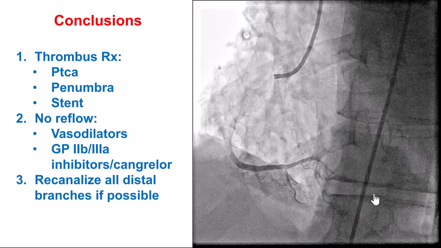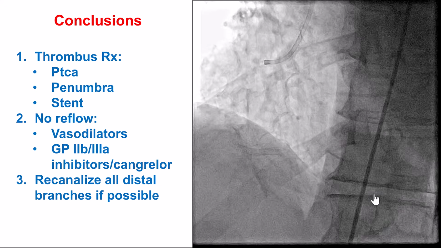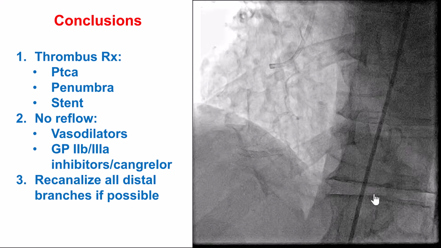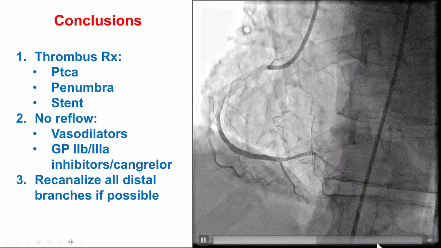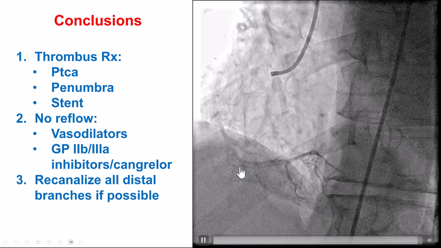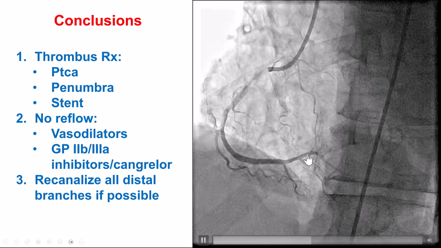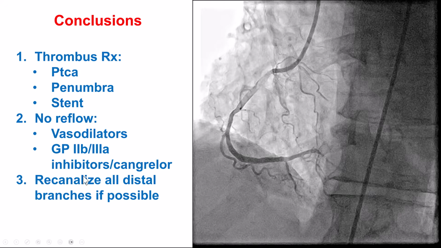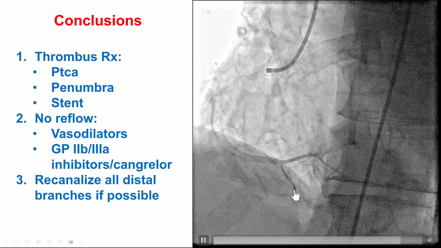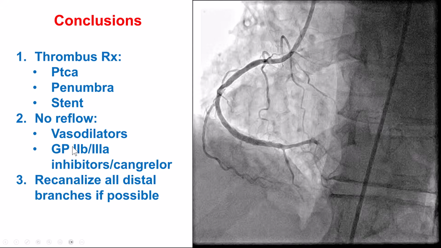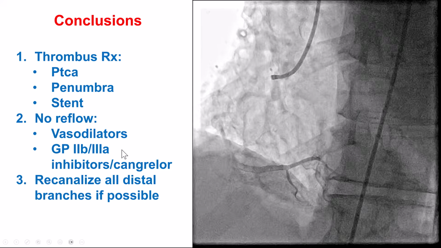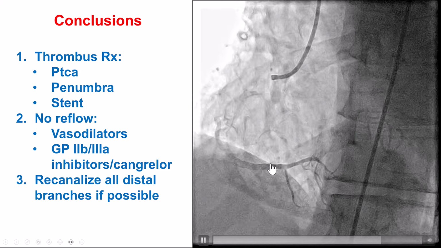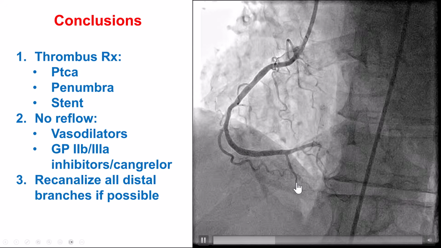Multiple lessons from this case. The first one is that managing thrombus in acute coronary syndromes, in STEMI, can be challenging. There are many ways to deal with this. Usually the first step is either balloon angioplasty or aspiration thrombectomy. In this case, balloon angioplasty restored some antegrade flow, but we developed no-reflow. The treatment for no-reflow is to give vasodilators and antiplatelet intravenous agents. In this case, we gave them through the Penumbra catheter, and that helped restore some better flow.